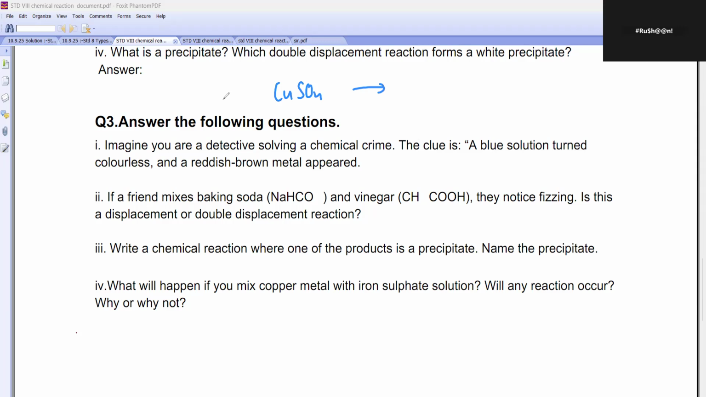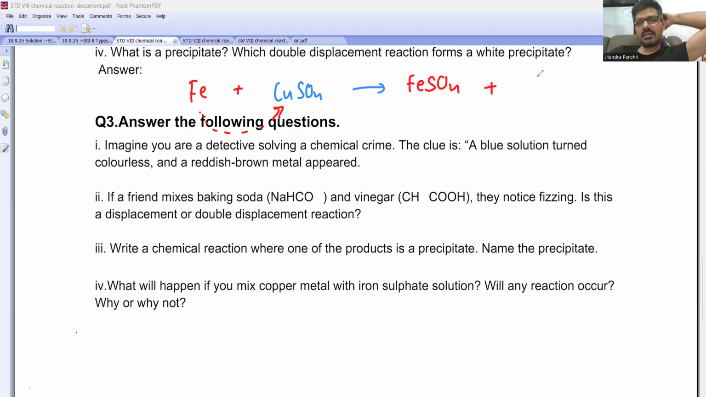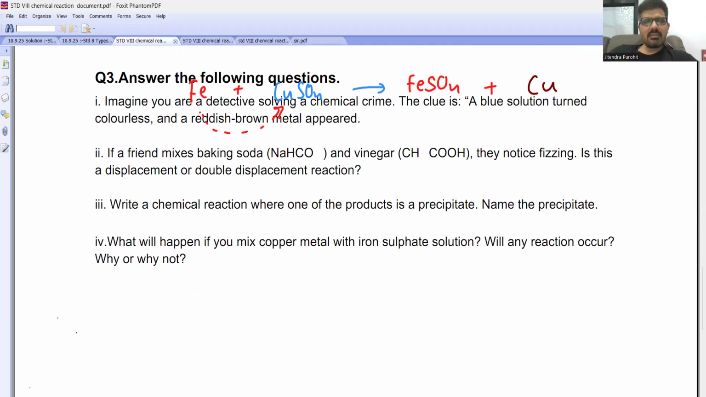So which reaction is it? Come on. Displacement. I'm going to get FeSO4 here, and the copper metal will be displaced. Clear? But what question have they asked? Where is the question? You just have to write the chemical reaction. So this is the chemical reaction. Okay, beta, have you understood?